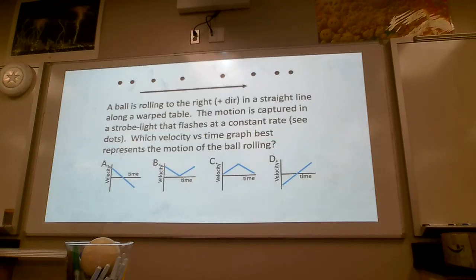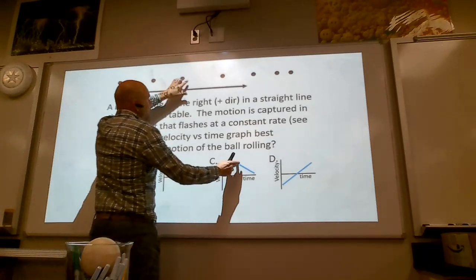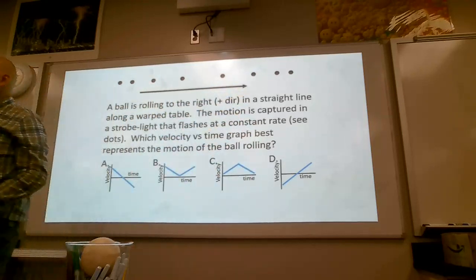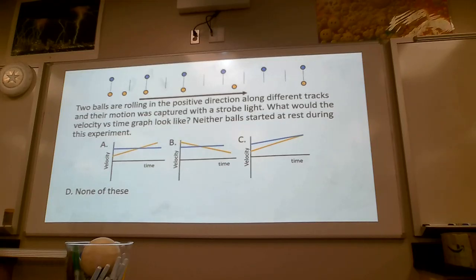Okay, correct answer is C. Correct answer is C. Good job. Starts slow, speeds up, slows back down again. All in the positive direction. So you're above the x-axis. Same scenario, different question.